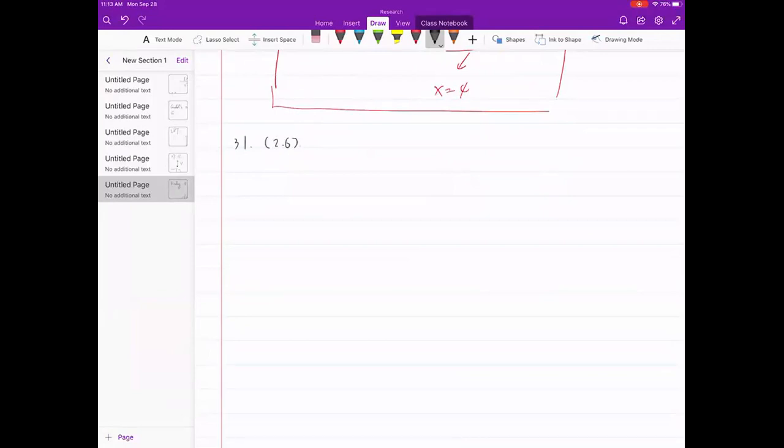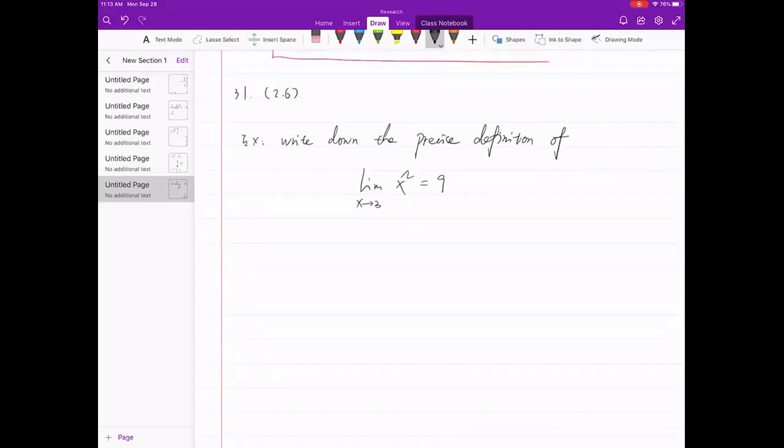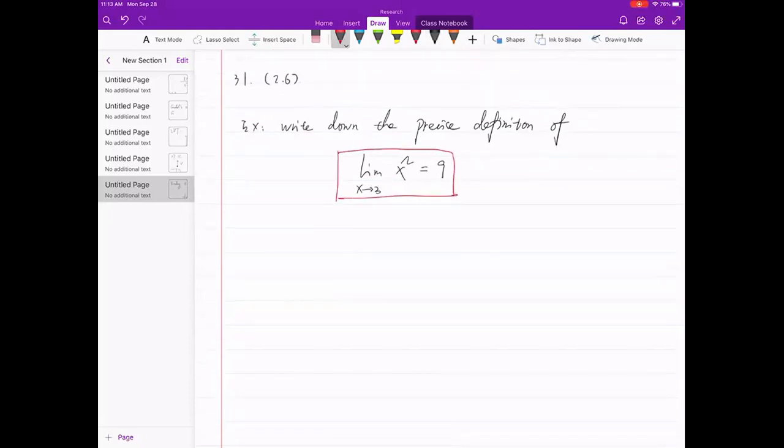The exam will be exactly this way. The question looks like: write down the precise definition of the limit as x goes to 3 of x squared equals 9. This part may change in the exam, but the question looks exactly the same, just a different limit. And all you need to do is memorize or understand, either way, just say the precise definition.